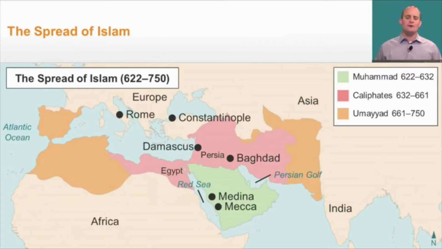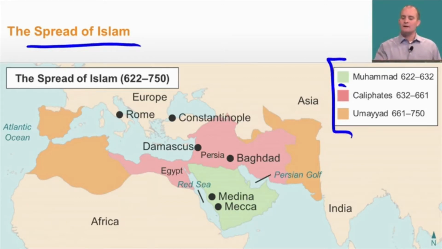Let me show you what I'm talking about by the use of this map that really shows the spread of Islam. First, always take a look at the key. Here you can see in green is the area that Muhammad was able to conquer. And you can see it's all this area in green, especially those two key cities of Medina and Mecca.